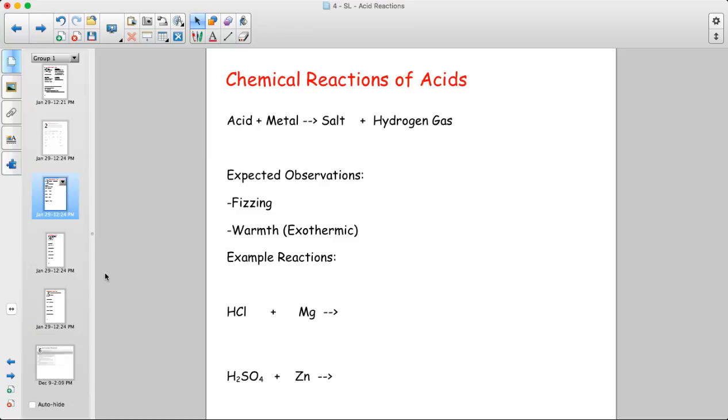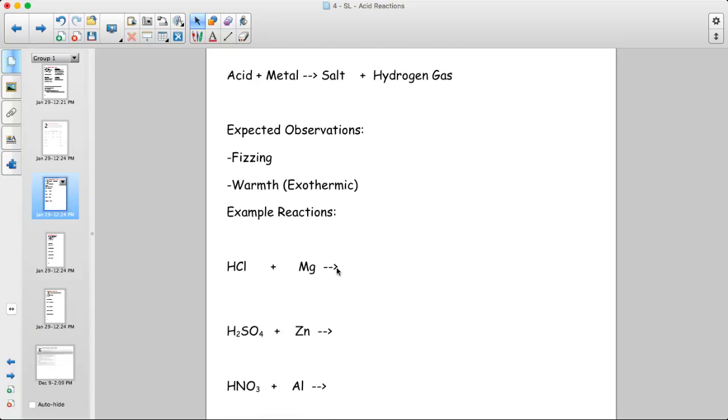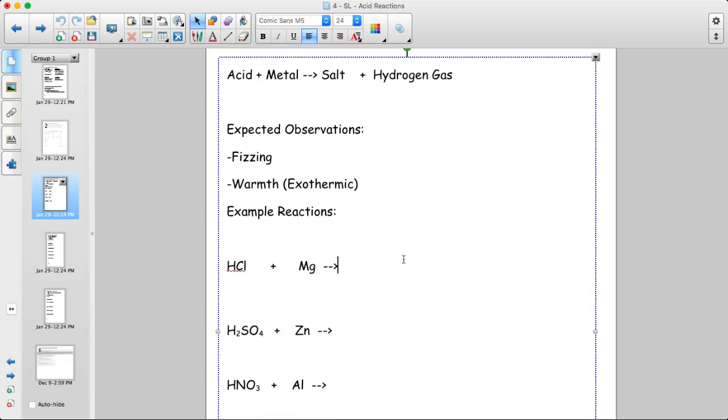There's three general categories of reactions. We have reactions of acids with just metals, and that produces a salt, as all these reactions are going to produce salt, and the other product is hydrogen gas. Expected observations with this reaction is fizzing because of the gas, warmth because it's exothermic. So here's an example. We'll just do one, and I think you'll get the idea.